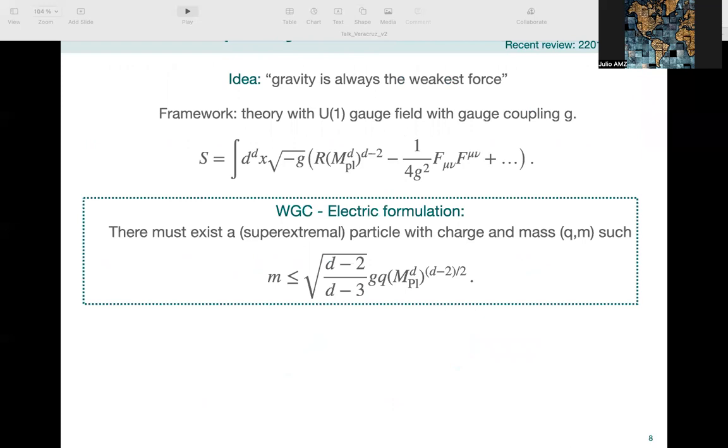What about weak gravity? The idea is that gravity is always the weakest force. Of course, the main motivation.